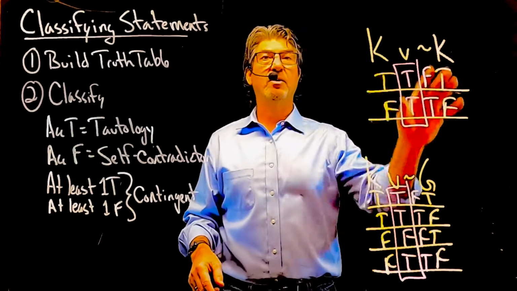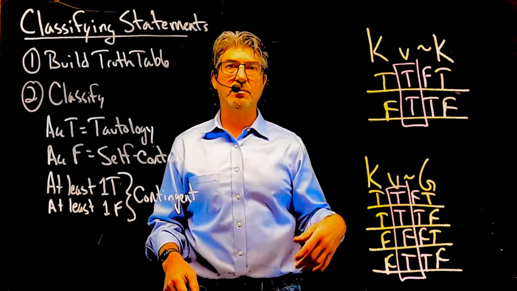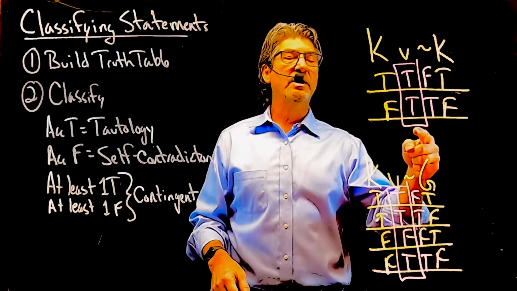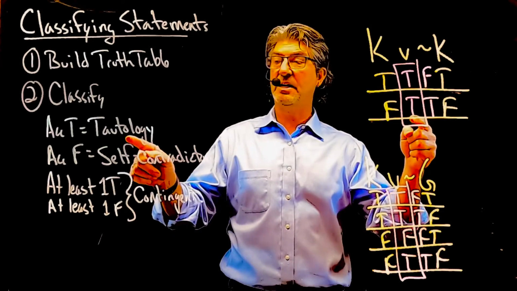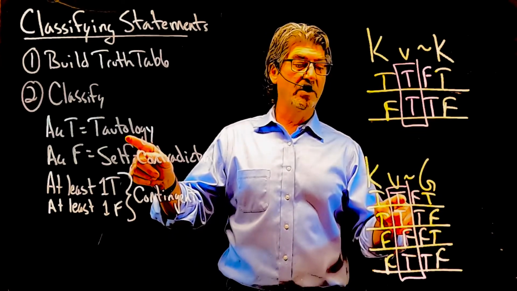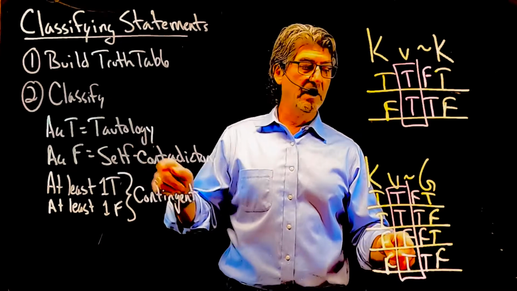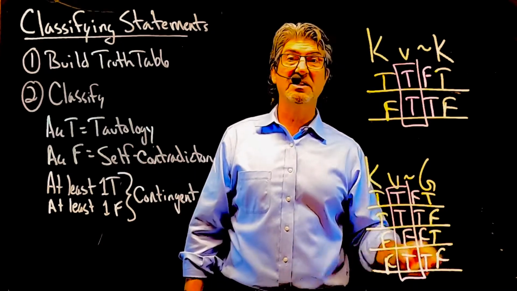So you can see the two that I worked out from the previous video. This one happens to be true all the way down. So this is a tautology. This one has at least one line, actually it has three, where it's true, and at least one line where it's false. So this is contingent.